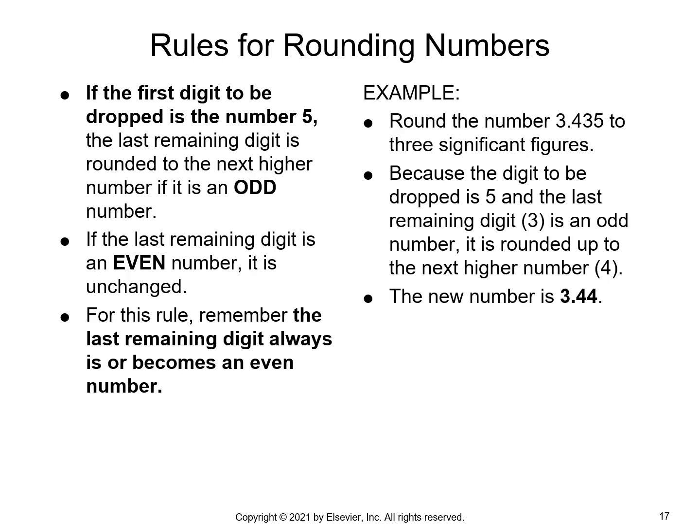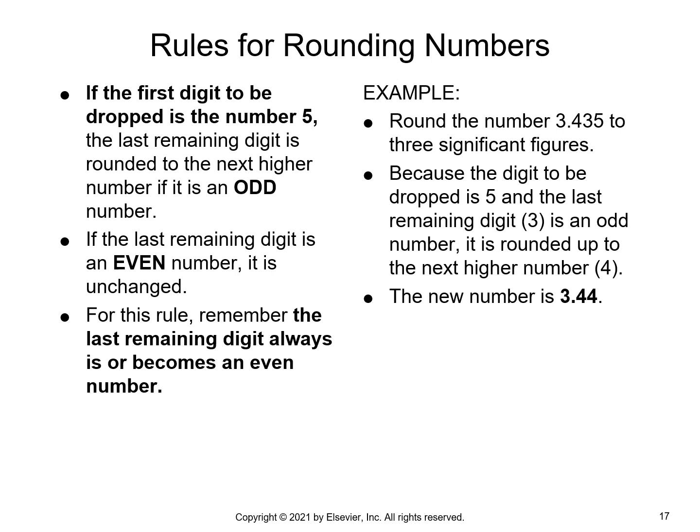We talked about if the first digit to be dropped was more than 5 or less than 5, but what if it is the number 5? If you're dropping the number 5, what do you do? The last remaining digit is rounded to the next higher number if it is an odd number. So if it's an odd number, you round up. But if that number is an even number, then it's going to stay unchanged. For this rule, remember that the last remaining digit is or becomes an even number. So you always end in an even number.